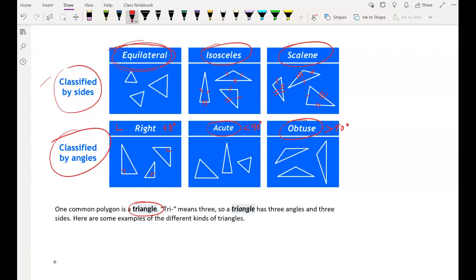The equilateral triangle, that's kind of like Beyonce. They only have one name. You don't have to worry about it. Or Cher or Madonna, Prince. They only have one name, equilateral, and it covers everything. But you can have right isosceles, right scalene, acute isosceles, acute scalene, obtuse isosceles, and obtuse scalene. Anyway, there you have it.